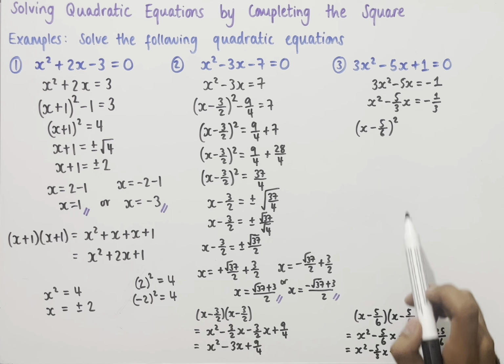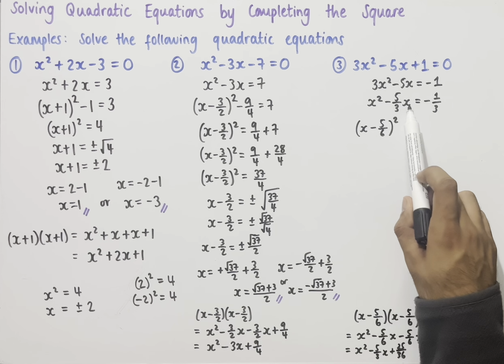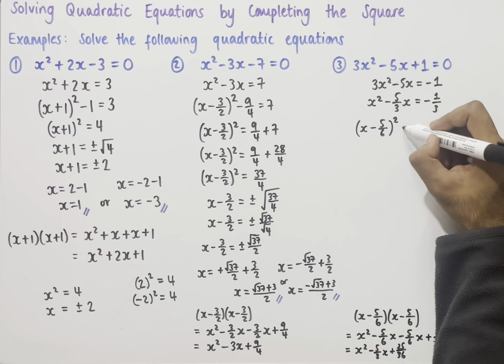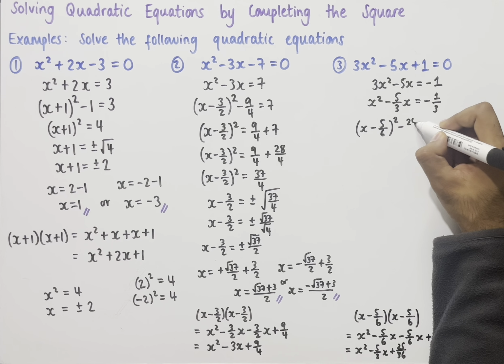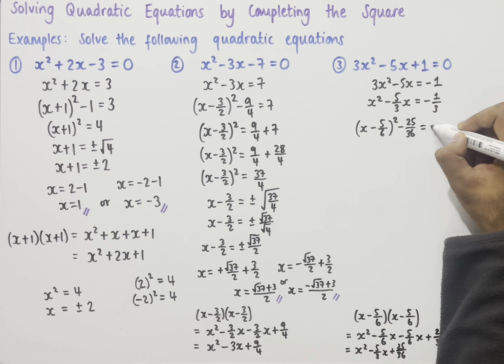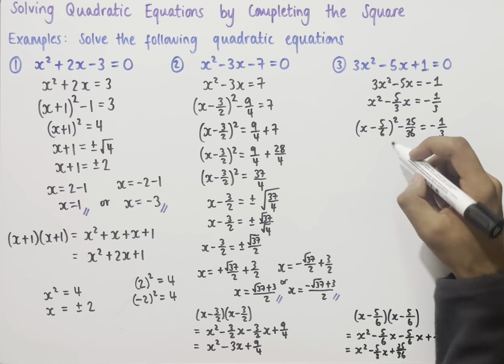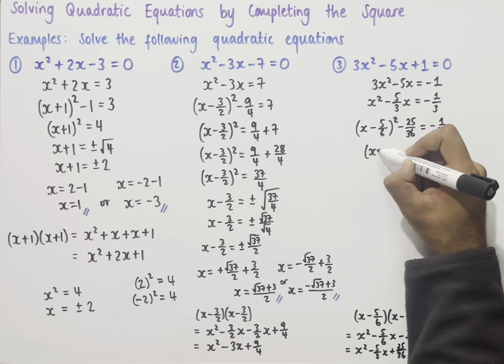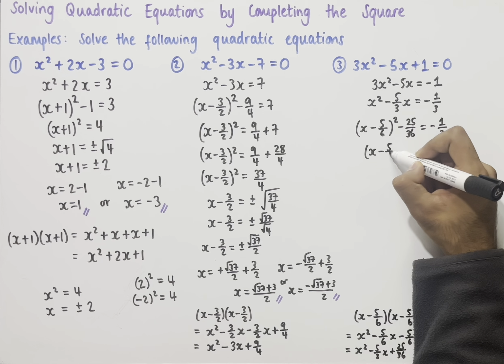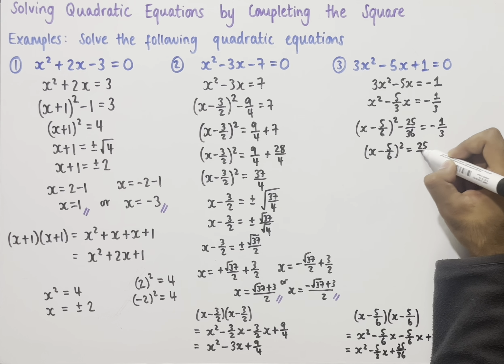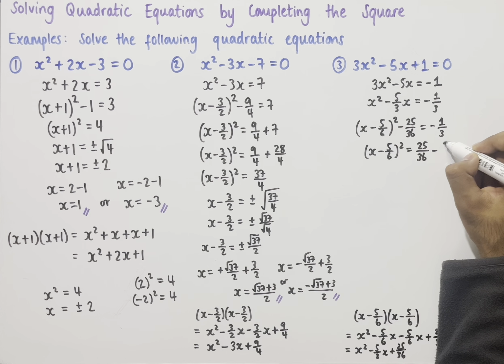Comparing this with x squared minus 5 over 3x, we see that we have an extra term on the end, which is 25 over 36. So when we complete the square, we need to subtract that. And so we write in minus 25 over 36, and this equals minus a third. Now the next step is to add 25 over 36 to both sides. So we now end up with x minus 5 over 6 all squared. And so on the right hand side, we now have 25 over 36 and then minus 1/3.